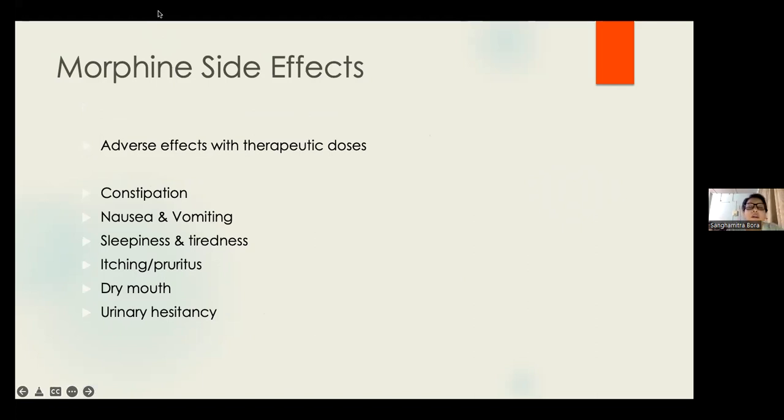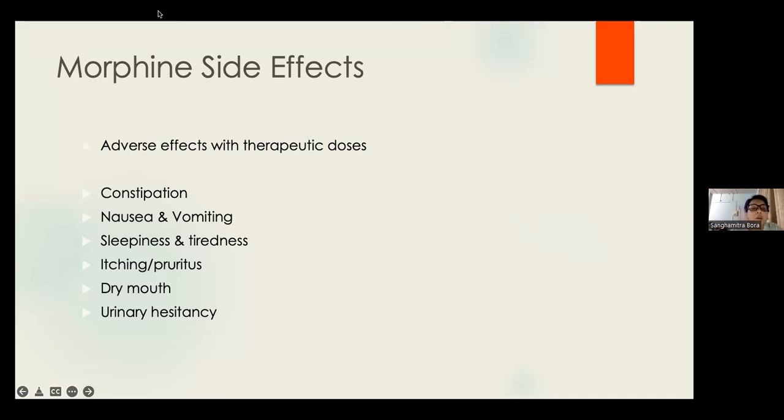Coming to morphine side effects, there are adverse effects with therapeutic doses. The side effects are generally the adverse effects that occur with therapeutic doses, and those are basically constipation, nausea and vomiting, sleepiness and tiredness, itching and pruritus, dry mouth, and urinary hesitancy. These are the very common side effects that happen with morphine.